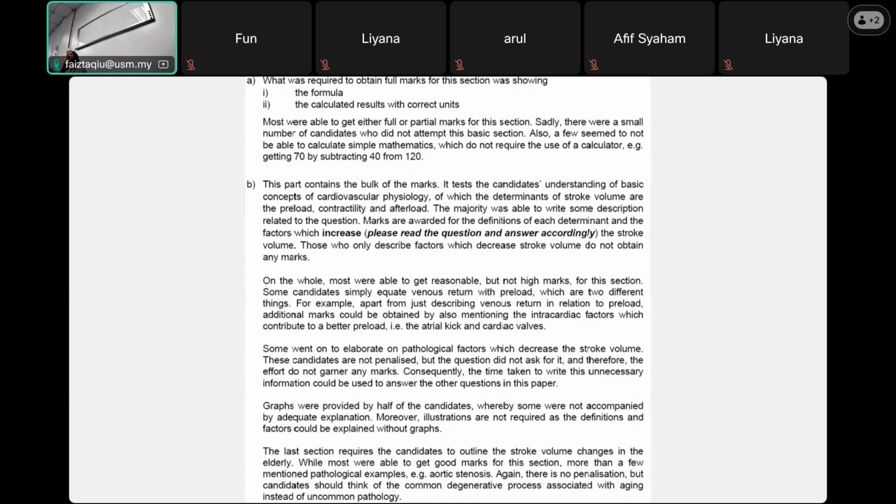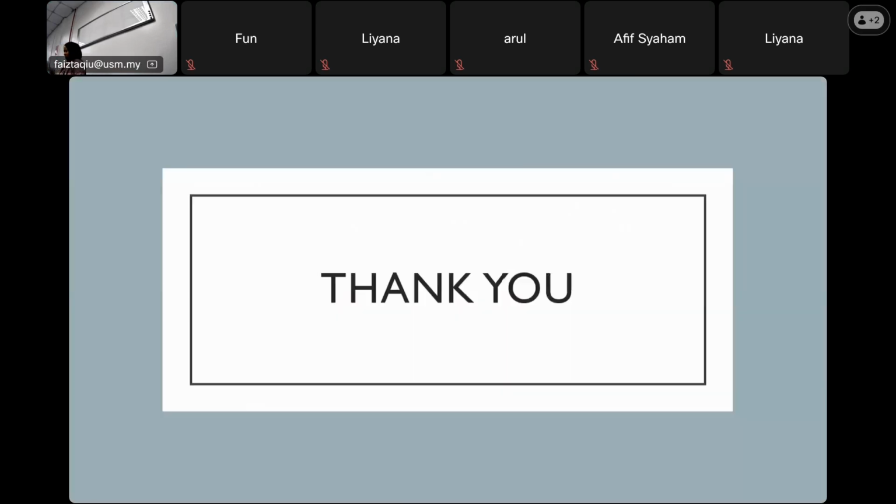So can you simply equate venous return with preload? It's not equal, it's only one of the factors. It's in fact two different things. What else? Atrial cardiac valve. Okay. It's all mentioned in the slide just now presented. Okay, good. Alright, any question?